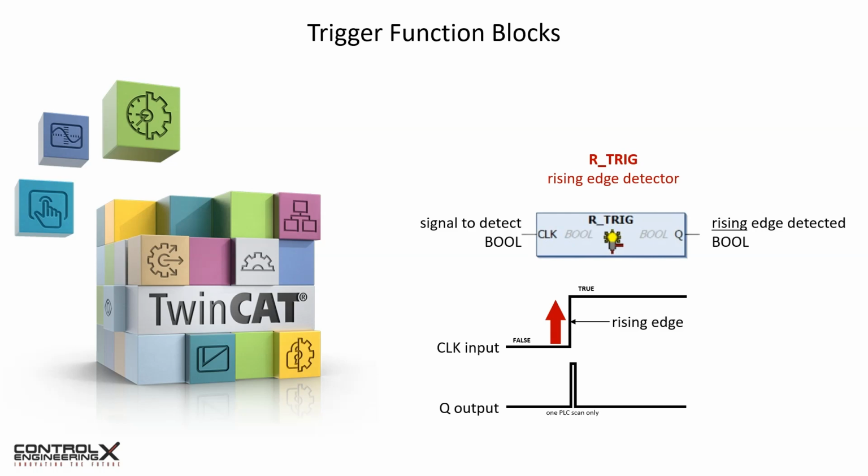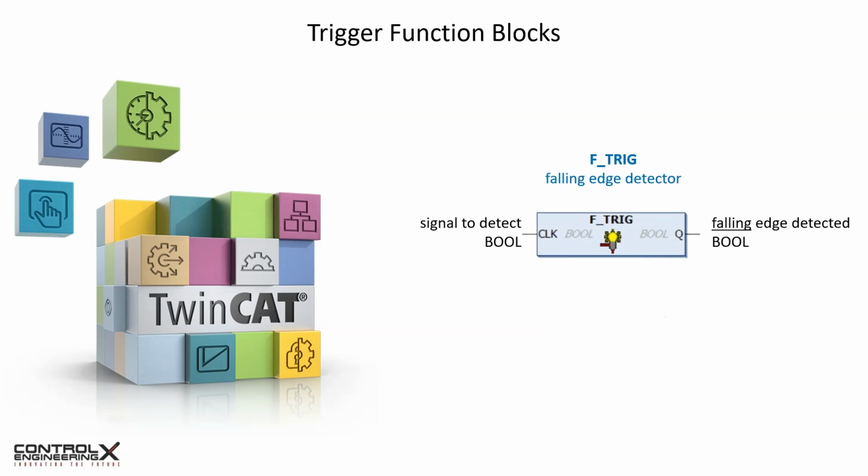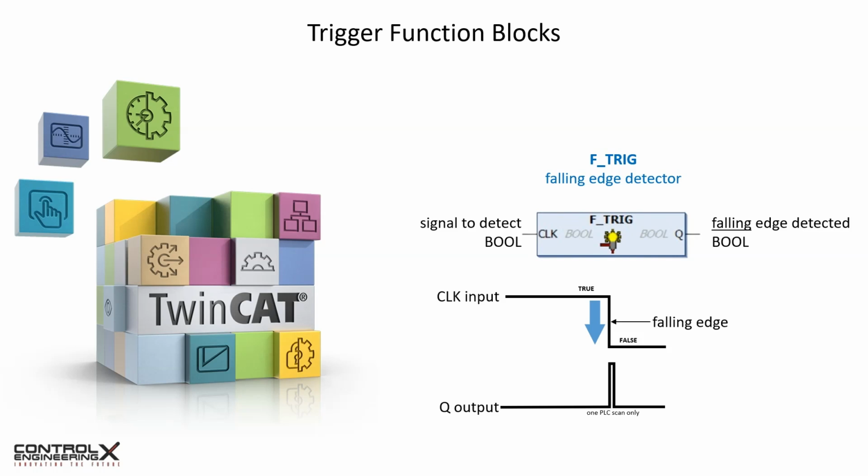It's important to know that the output stays true for one PLC scan only, because that's when the transition is detected. This means that all logic handling must happen in that one scan, for example, incrementing a counter or setting some other variable or some other bit. Similarly, the ftrig function block is the falling edge detector. Its output Q will remain false as long as the input variable clock returns true. As soon as clock returns false, Q will return true for that PLC scan.